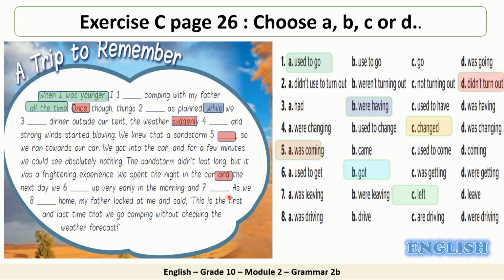Number 8, as we home, my father looked at me and said, this is the first and the last time that we go camping without checking the weather forecast. The answer is yes. We were driving. Excellent. Why did you choose the past progressive? Because we have the conjunction as. Excellent.